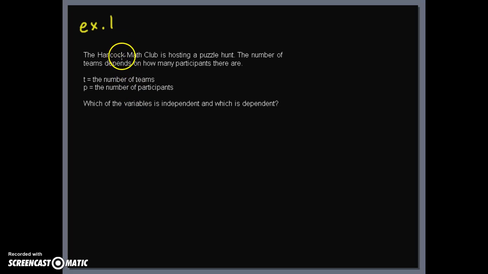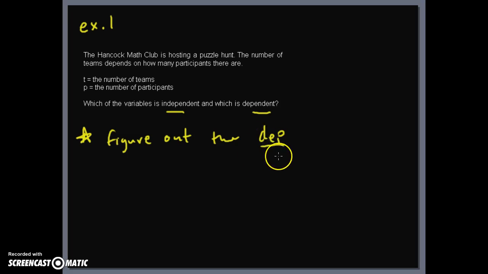So let's go ahead and read it one more time, and we're going to look for a key word or something to give away the relationship. But I will say this: when trying to decide the independent and the dependent variable, what they are, the best way to approach this is to figure out the dependent first. I'm going to abbreviate it.